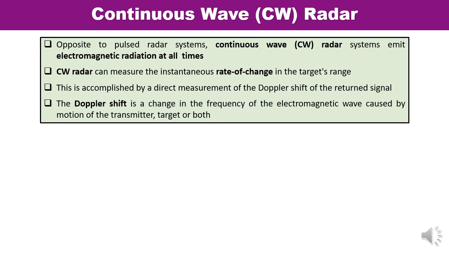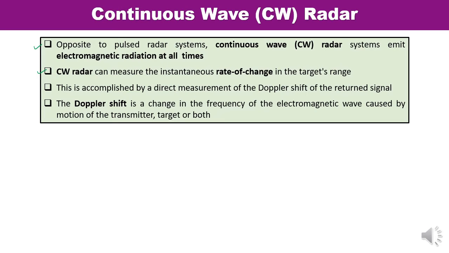So continuous wave radar, the CW radar, is opposite to the pulse radar. The pulse radar system transmits pulses, but here it continuously transmits electromagnetic radiation. So there is a continuous transmission in the case of the CW radar. Continuous wave radar can measure the instantaneous rate of change of the target range. This is the beauty of it, and this radar works on the principle of the Doppler shift, which is because of the motion of the target.